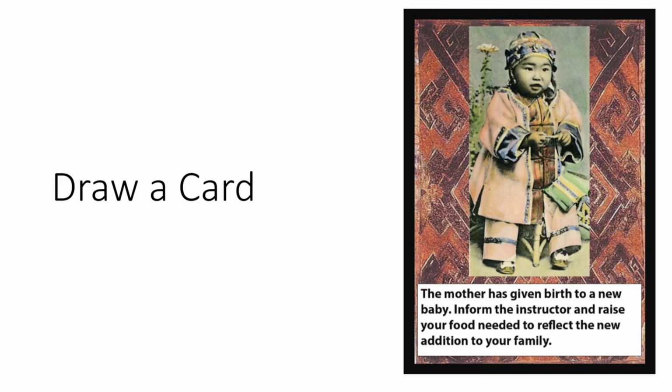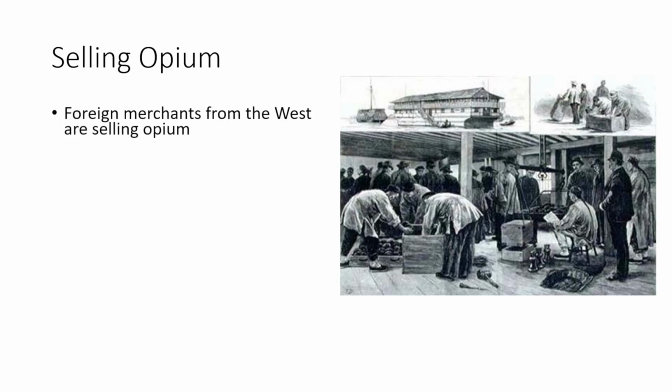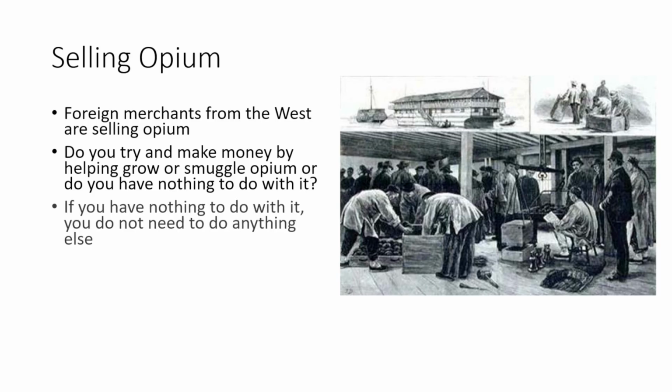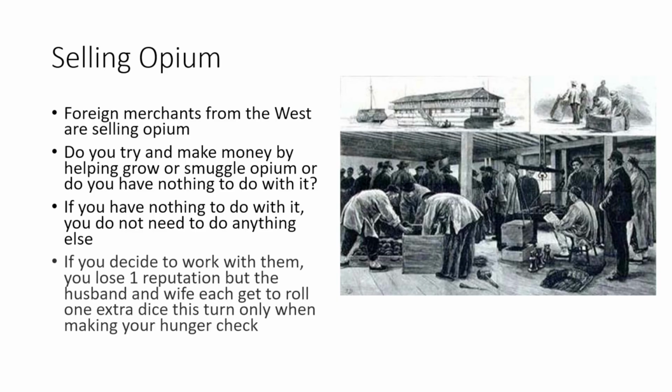So now you would draw a card and resolve that. Foreign merchants from the West are selling opium. Do you try and make money by helping grow or smuggle opium, or do you have nothing to do with it? So you need to make a decision, and the instructor may want to pause the video here. If you have nothing to do with it, you do not need to do anything else. If you decide to work with them, you lose 1 reputation, but the husband and wife each get to roll 1 extra dice this turn only when making their hunger check.